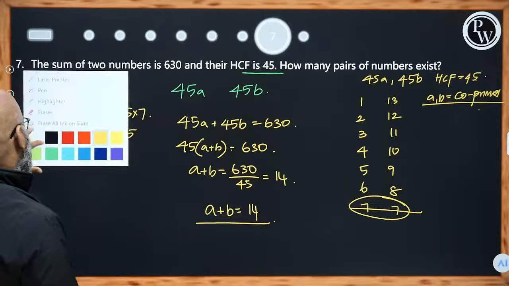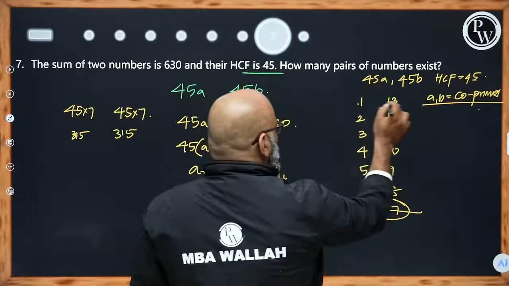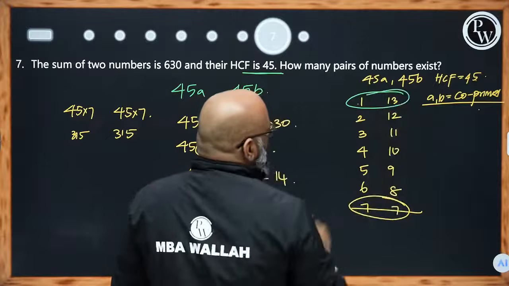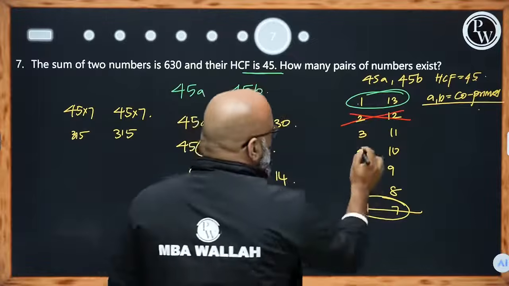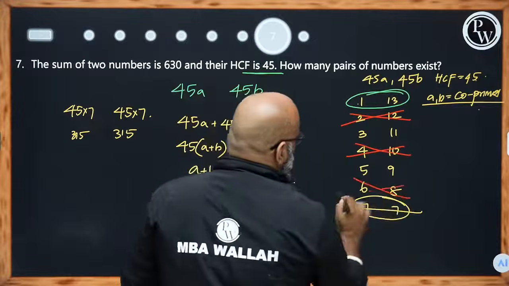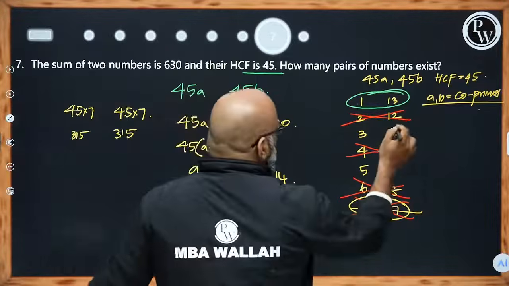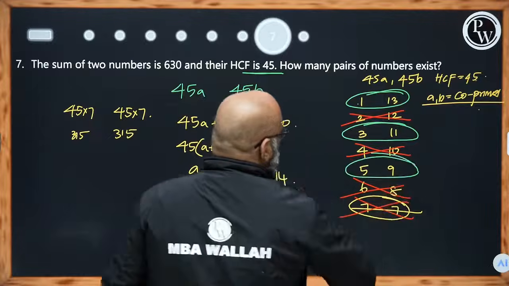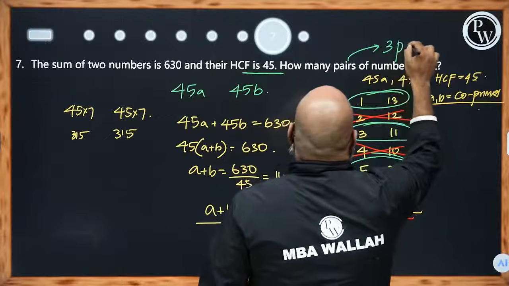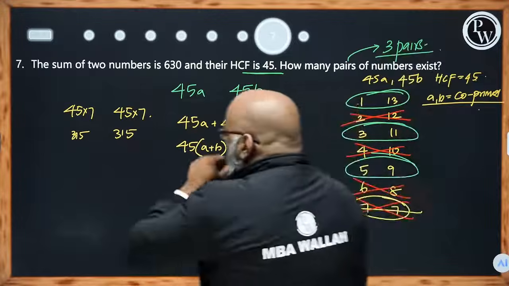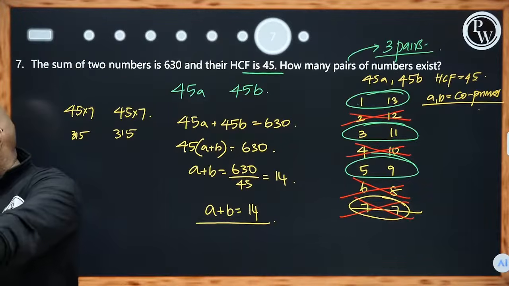I will eliminate every case that is not co-prime. 1, 13 works? Yes. 2, 12? No. 4, 10? No. 6, 8, no. 7, 7, no. So how many pairs will work? 3, 11, 5, 9, 1, 13. So how many pairs will exist? 3 pairs. Clear? Any doubts you found?